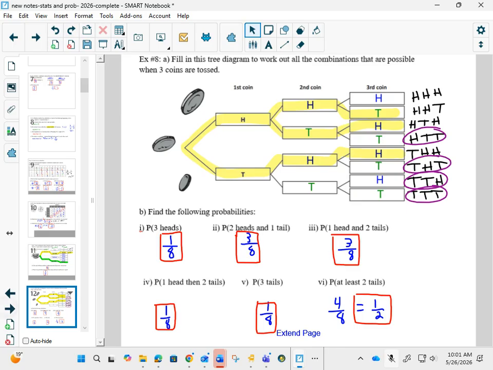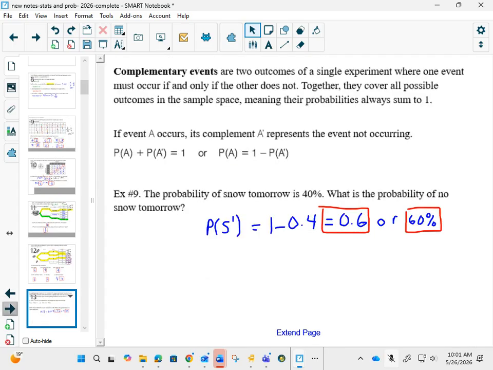Okay, something to fill in your notes. This space, complementary events. So sometimes in your notes, there are spaces that we're going to follow along and fill in. And that one is complementary events. That's when you have 2 outcomes where one occurs if and only if the other one doesn't. Okay?